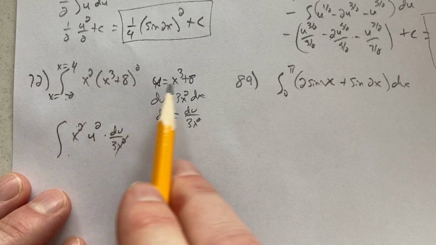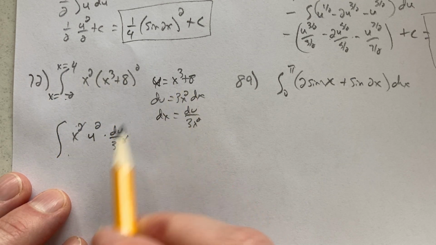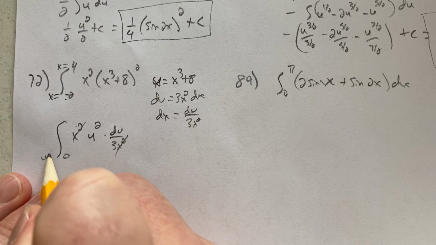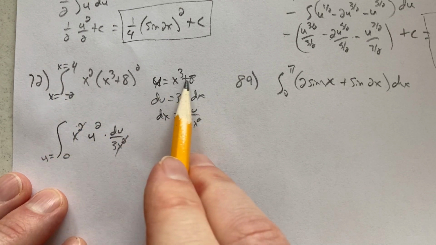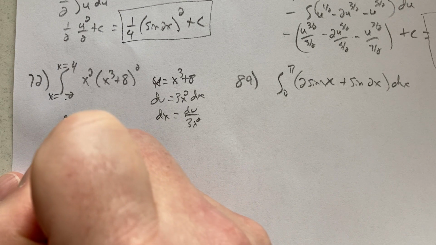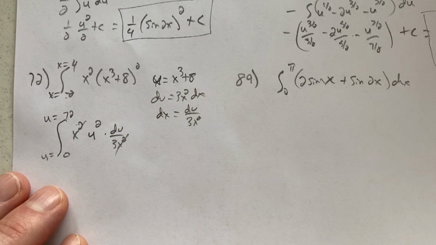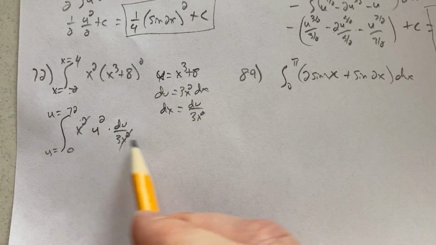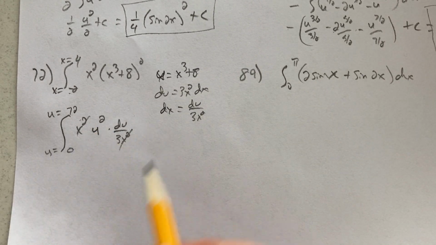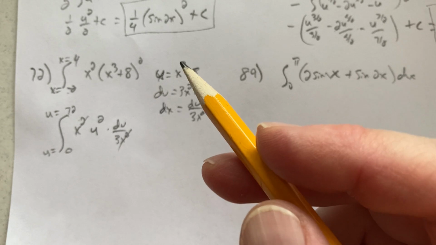Well, if I put -2 in here, I get -8 plus 8, which is 0. That's a u limit now. If I put 4 in here, I get 64 plus 8. That's 72. That's my u limit now. And what I can do is, now that the x's are gone, I can just evaluate this. I never have to go back to x again, okay?